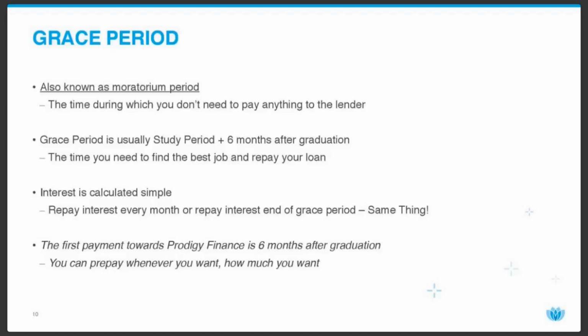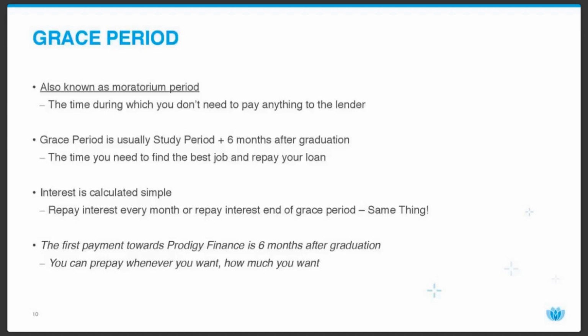The rationale behind this is that while you're studying, you do not have any income. So you're not required to pay anything during the study period, and lenders usually give 6 months of additional grace so that you find a job, get settled, and have enough money to start repaying. So the idea of grace period is to make things comfortable for you. And during this period, most of the lenders will calculate interest as simple. Please check if it is simple for the lender you're looking at or not. Usually it is calculated simple, but please check.